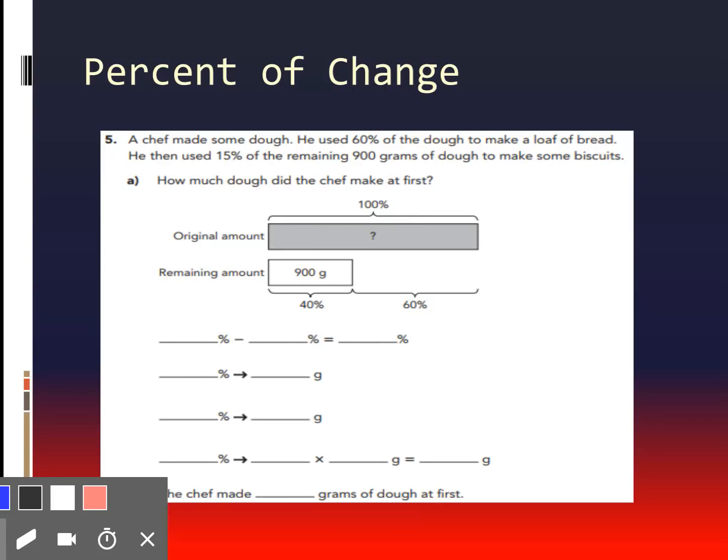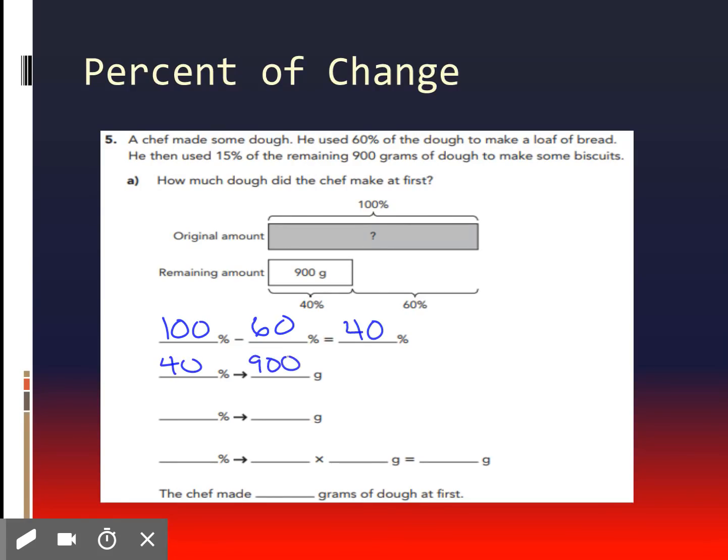So they said he used 60% of the dough to make a loaf of bread. He then used 50% of the remaining 900. So first we started with 100% and he used 60%. So what was left over was 40%. They told us that the remaining 40% weighed 900 grams. So we're going to use that information. So now we want to find what 1% is. And you are going to do 900 divided by 40. In this case, I would cancel out some zeros, so our math is easier.